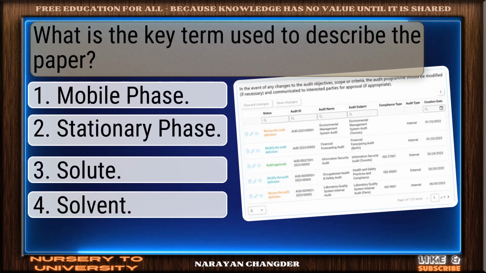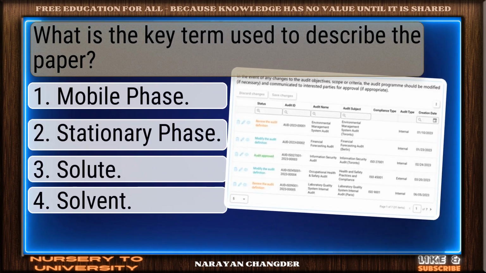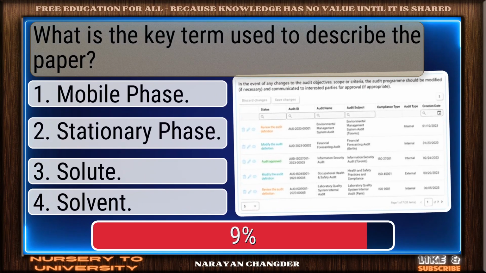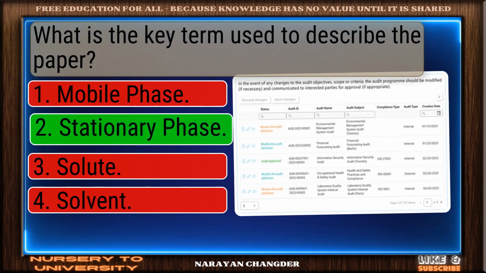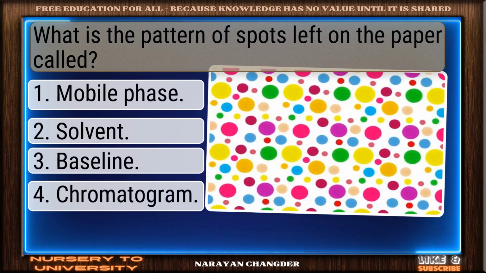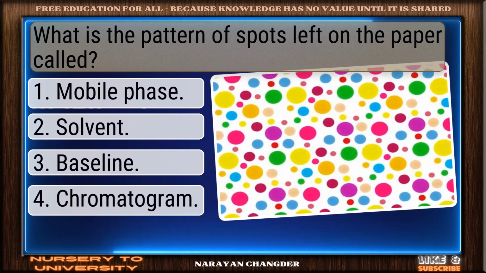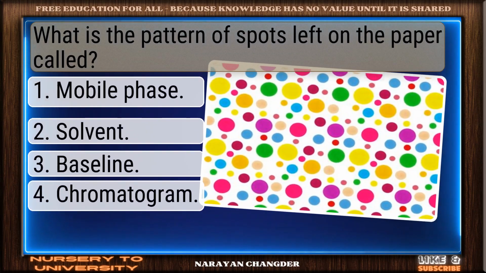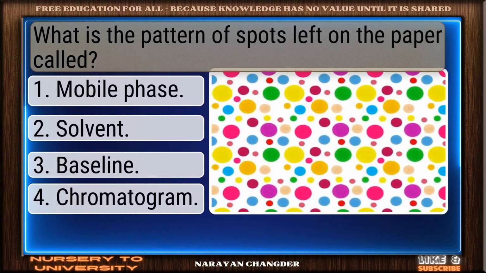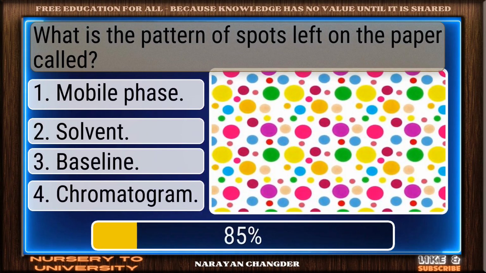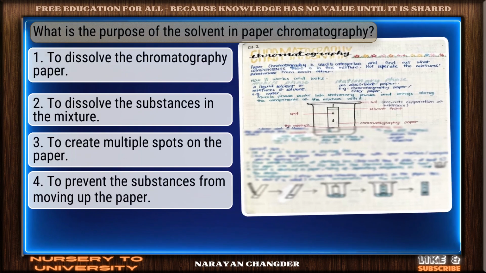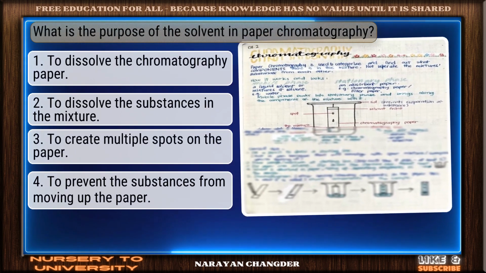Option 1, mobile phase. Option 2, stationary phase. Option 3, solid. Option 4, solvent. Keep it up, stationary phase. What is the pattern of spots left on the paper called? Option 1, mobile phase. Option 2, solvent. Option 3, baseline. Option 4, chromatogram. Yes, chromatogram is right. What is the purpose of the solvent in paper chromatography?